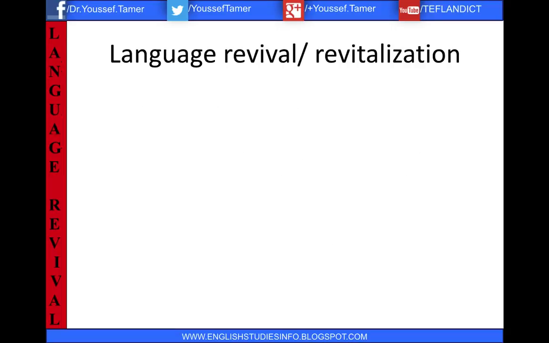Okay, let's skip this question. Now, we go to the issue of language revival or revitalization. I prefer to say revival, for pronunciation reasons. Revitalization sounds like a complex word to mention.